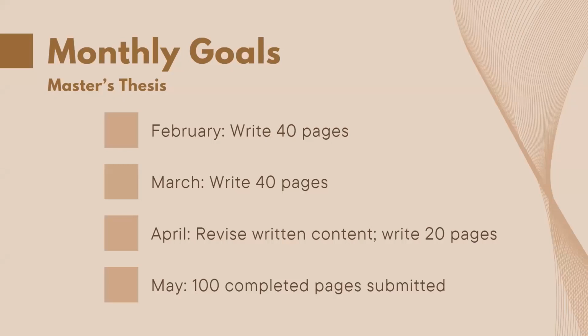We have here our monthly goals for our 100-page master's thesis. For this, we're starting at the end with May. May, which is at the bottom of this slide, we know we need to have 100 pages submitted. Knowing that that's my end goal in figuring out this monthly plan, I then thought about where I need to be in April in order to have 100 pages in May.